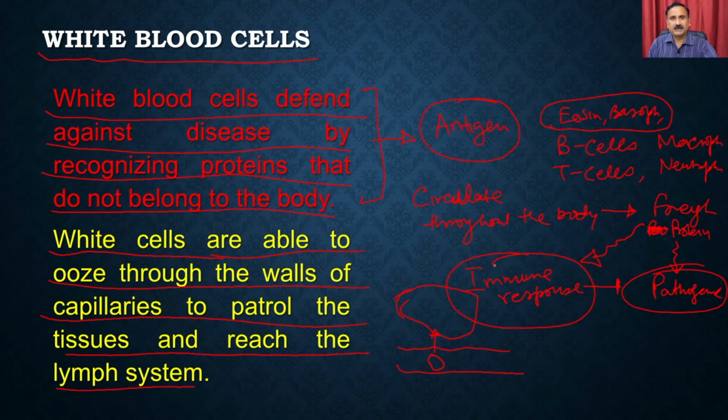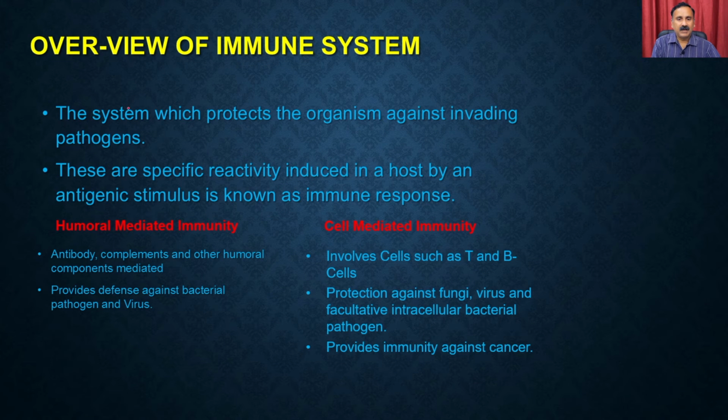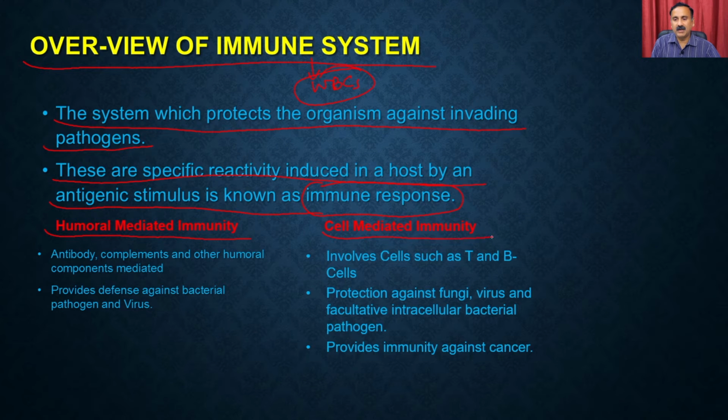What is the immune response? The immune response is a system of reactions generated by the WBCs, or white blood cells, to protect the body. It is the system which protects the organism against invading pathogens, through specific reactions induced in a host by an antigenic stimulus, and that is known as the immune response. You can have two different types of immune responses: the humoral response, or the cell mediated response.